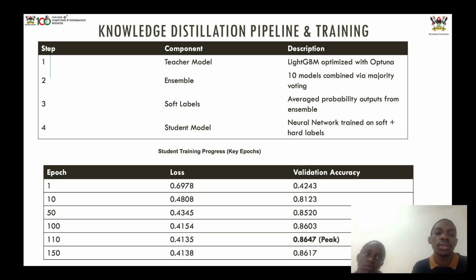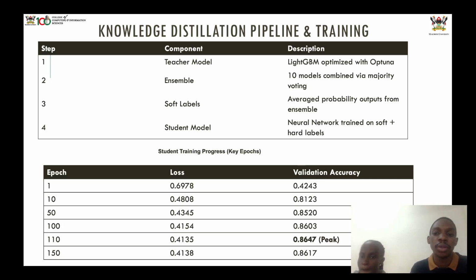Next, we have the knowledge distillation and training pipeline. Knowledge distillation is a model compression technique in which a high-capacity model, the teacher, transfers its learned knowledge to a smaller and efficient model, which is the student. The objective is to retain most of the predictive performance of the teacher while significantly reducing the computational complexity and inference time.